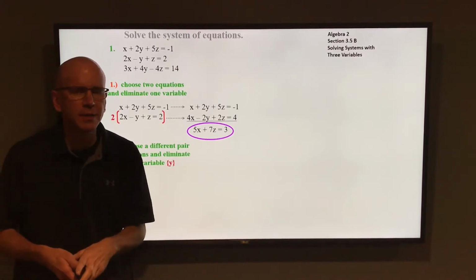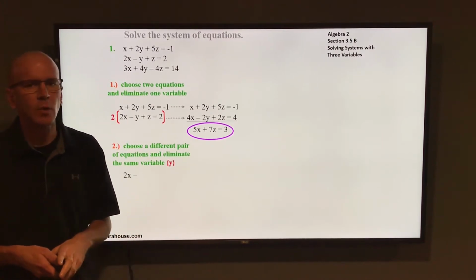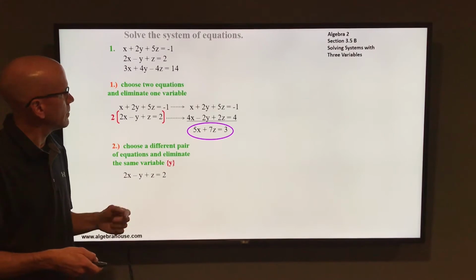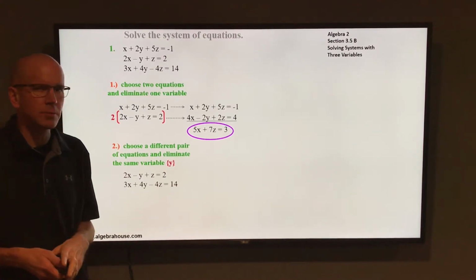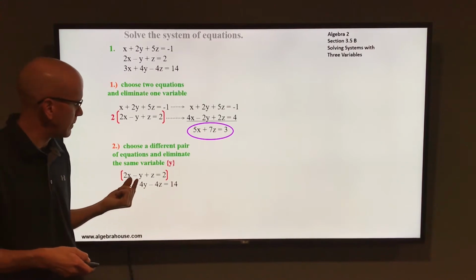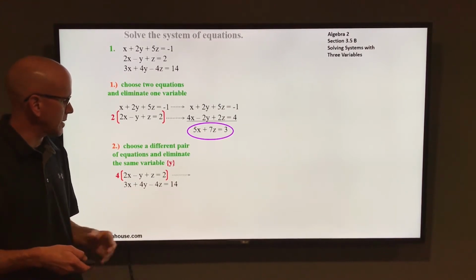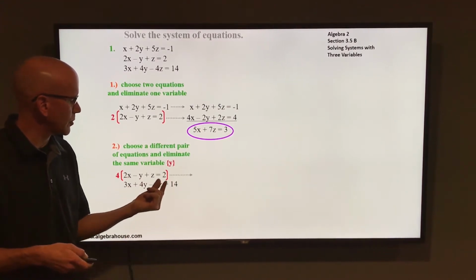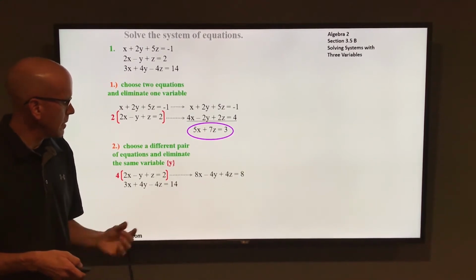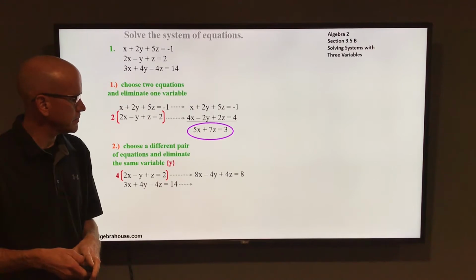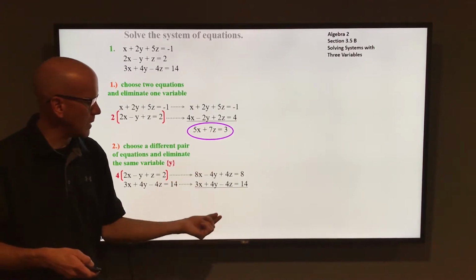So we're going to choose a different pair of equations and eliminate the y again. This time I'm going to go with the second and third equations, and again we need to eliminate the y, so I'm going to multiply that first equation there by 4. Make sure you multiply each term by 4. You have 8x minus 4y plus 4z equals 8. Bottom equation there stays the same. Then if you add those together, the y's will be eliminated.